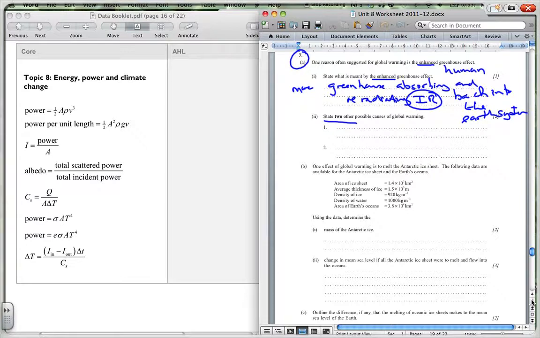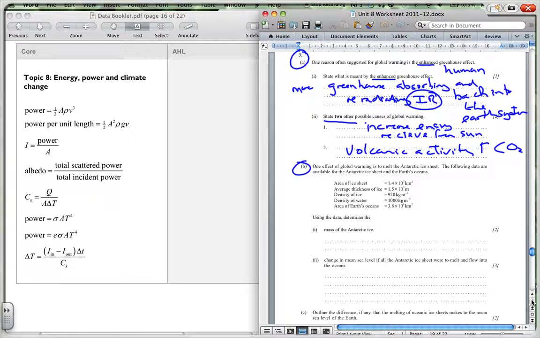State two other possible causes of global warming. So these would be non-human causes. So this would be an increase in the amount of energy that we receive from the sun, in forms of greater solar activity, solar flares and so forth. We could have volcanic activity that could increase the amount of CO2 gas in the air. That can also be a possible reason.